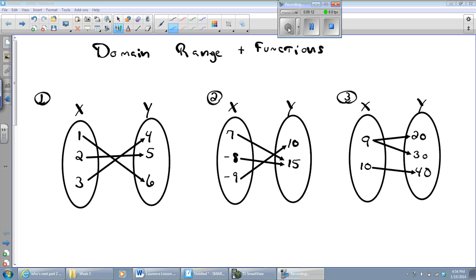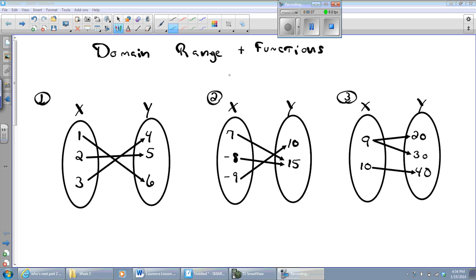Students, Mr. Lawrence here, and we're going to talk today about domain, range, and functions. Yesterday we found out that the domain was the input of a function or a relation, an equation. The range is the output, and we're going to throw this word function. You've heard me use it before. We're actually going to define it and start to recognize when something is a function. Just because it's an equation doesn't guarantee it's a function.